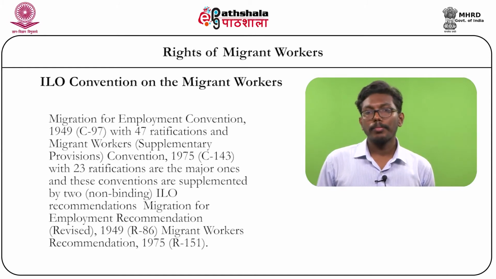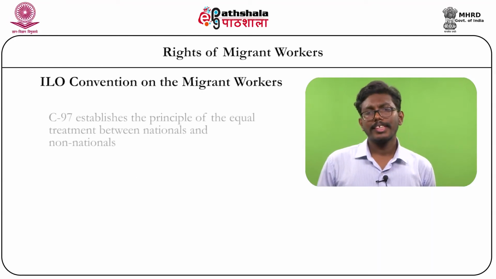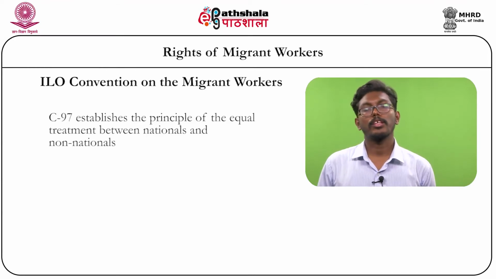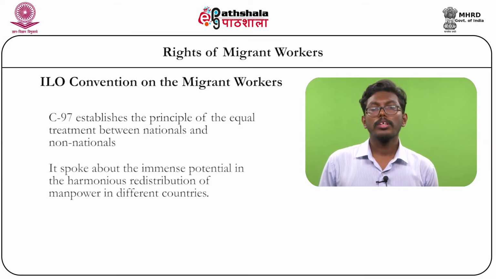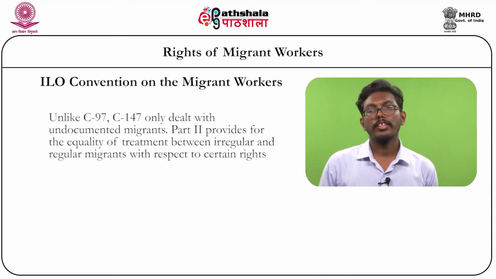And these conventions are supplemented by two non-binding recommendations, that is the Migration for Employment Recommendation, which is revised, and the Migrant Workers Recommendation of 1975. Now C-97 establishes the principle of equal treatment between nationals and non-nationals. It spoke about the immense potential in the harmonious redistribution of manpower in different countries. Unlike C-97, C-147 only dealt with undocumented migrants.